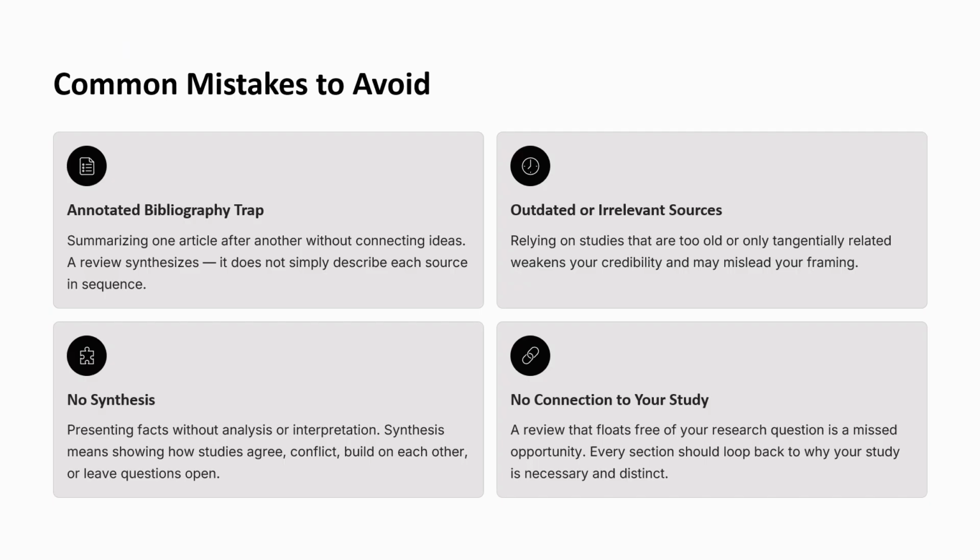Common mistakes to avoid. Several common mistakes can weaken a literature review. One mistake is treating the review as an annotated bibliography by summarizing articles one by one without making connections. Another mistake is relying on outdated or irrelevant sources. Researchers should also avoid presenting information without analysis or synthesis. Finally, every section of the review should be connected to the research question and demonstrate how the proposed study contributes to existing knowledge.